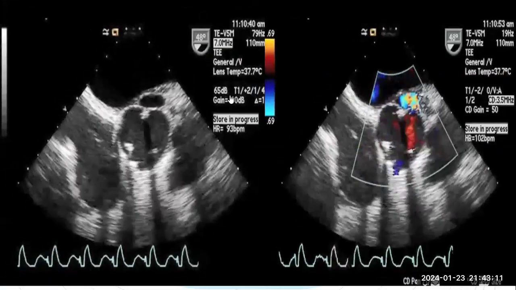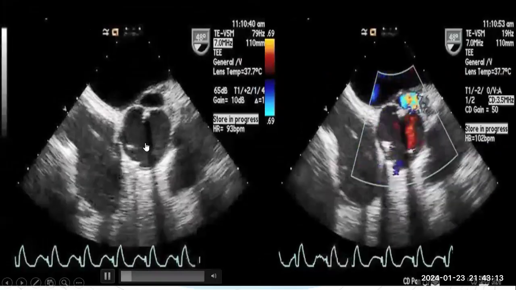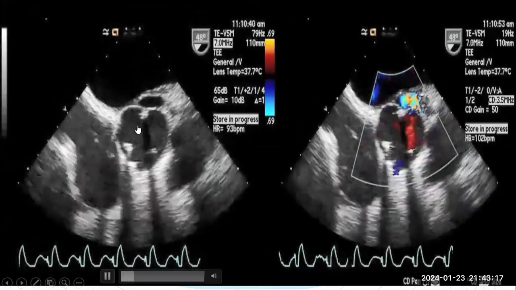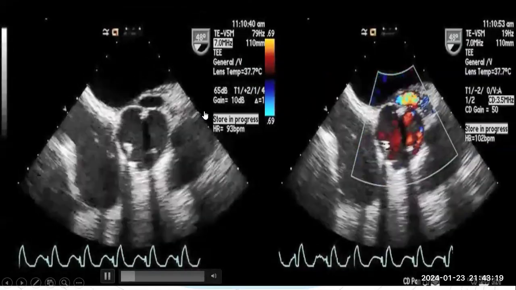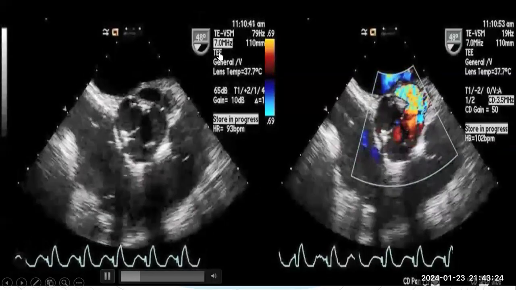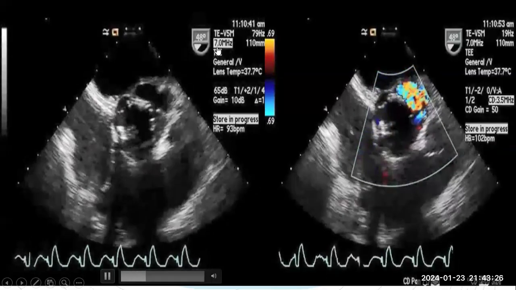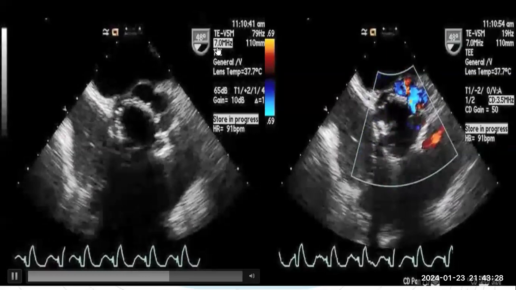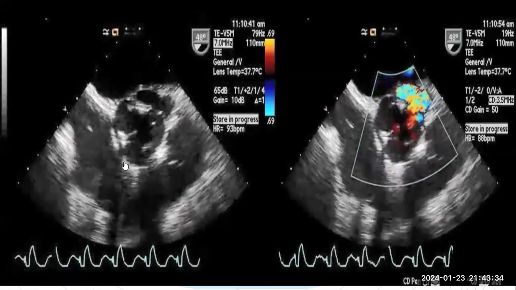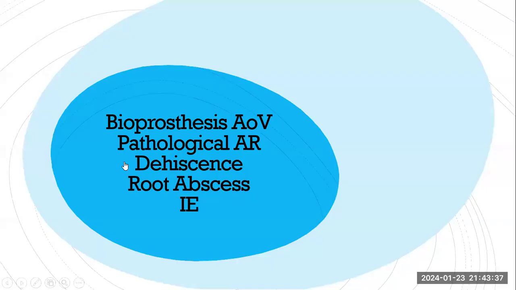Again this is shorter, just to make it more clear. You can see that this is the bioprosthesis. This is not a native aortic valve. This is the abscess, and you can see the flow inside it, with a significant paravalvular leak and dehiscence of the valve. Come on. So this is the coding as per the sheet.